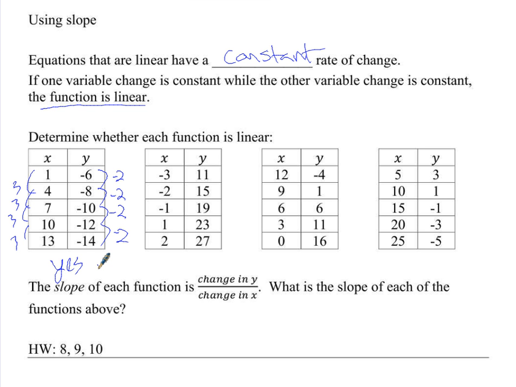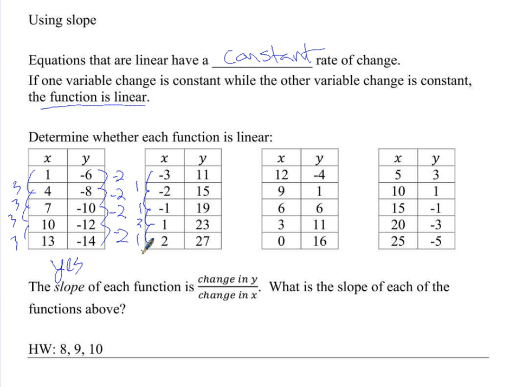For the second one, same thing, same idea. The directions are the same. Determine whether the function is linear. So I look at the change. How much do I change from here to here? I add 1 to -3 to get -2. And from here to here, 1. And from here to here, from -1 to 1, actually is 2. And then from 1 to 2, 1.